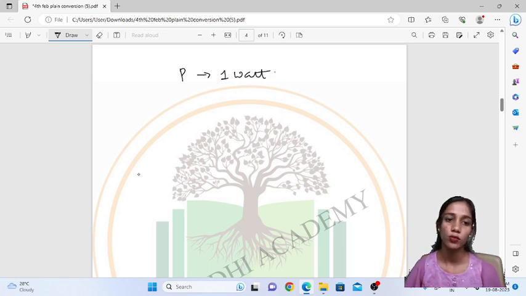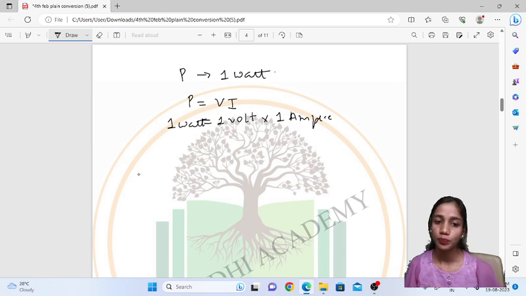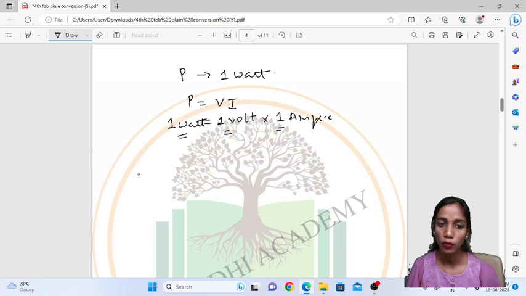Okay, how do we derive this 1 watt? We will take the first formula, which is V into I. The SI unit of potential difference is 1 volt. The SI unit of current is 1 ampere. So we say that 1 watt, when the current flowing through the circuit is 1 ampere having a potential difference of 1 volt, the power consumed is 1 watt. Okay, the power consumed in the circuit is 1 watt.